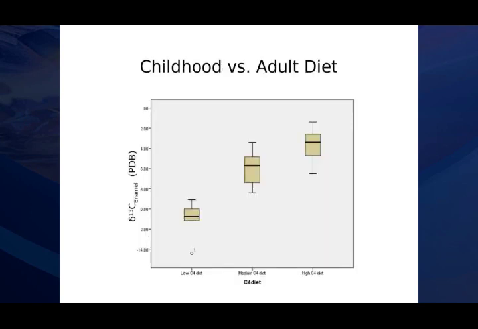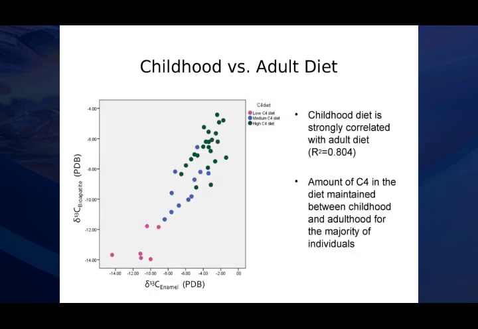So when we look at these groups, they do sort out pretty nicely based on comparing bone collagen groupings for low, medium, and high C4 diet versus their tooth enamel values, which would be tracking their childhood diet. And we can see pretty strong correspondence between childhood diet and adult diet.